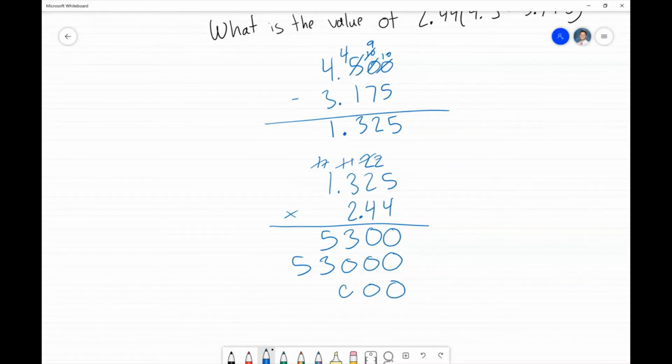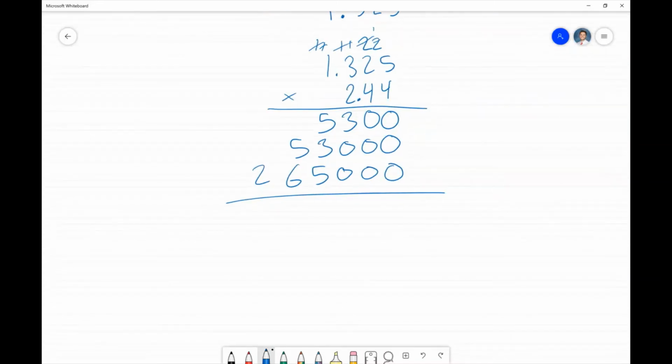And 2 times 5 is 10. 2 times 2 is 4, plus 1 is 5. 2 times 3 is 6. And 2 times 1 is 2. Finally, we add our products. We have 0, 0, 3. 5 plus 3 is 8, plus 5 is 13. 5 plus 1 is 6, plus 6 is 12. And 1 plus 2 is 3.